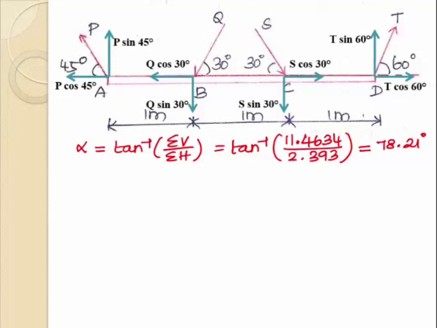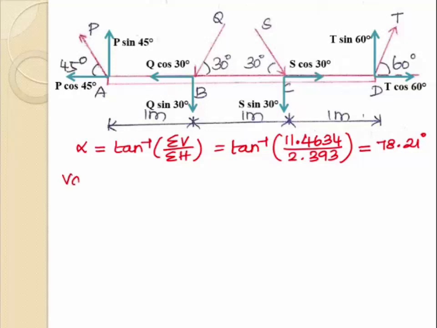Since both the summation H and summation V values are in positive x and y axis direction respectively, it gets located in the first quadrant with an angular inclination of 78.21 degree. We have to locate the resultant force with respect to point A. So for that, we can use the Varignon's theorem.